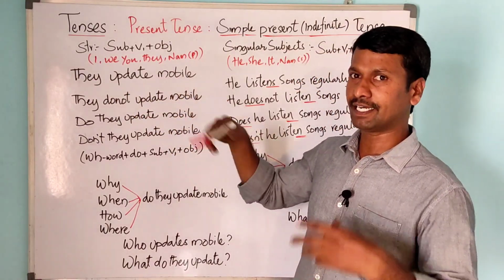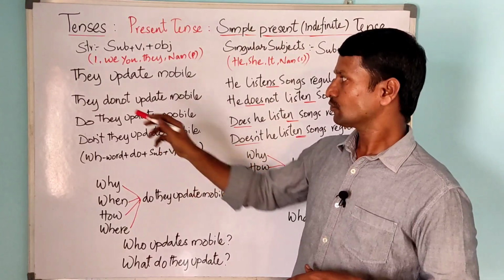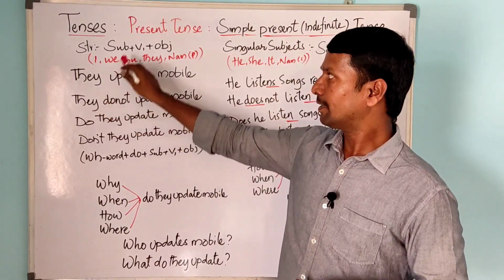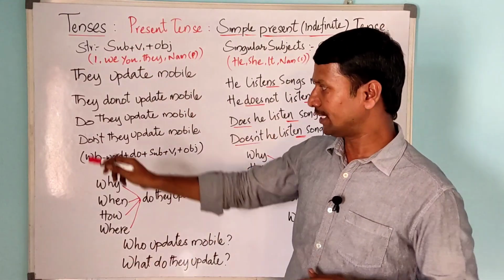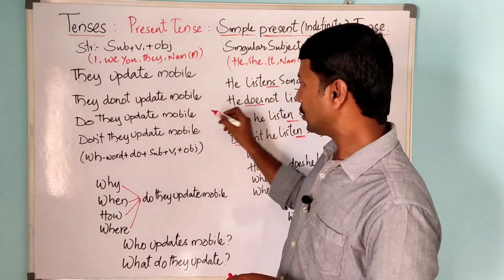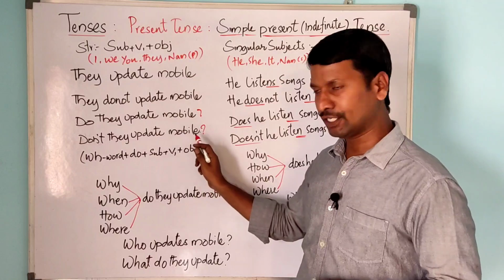At the end of the statement or middle of the sentence, you can add keywords like they update mobile every month, and they do not update mobile. Negative sentence: here I took do because it is plural. If I make a question, do they update mobile? It is a question. And don't they update mobile? It is a positive question and this is a negative question.